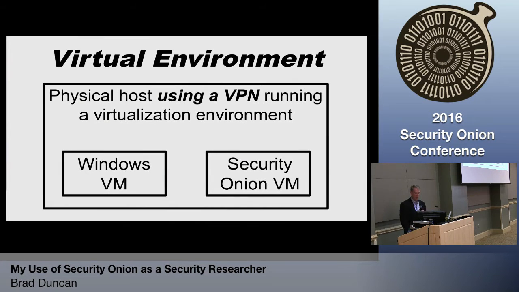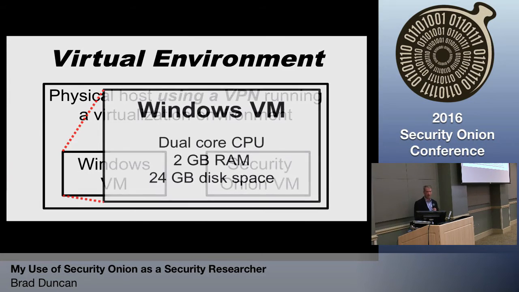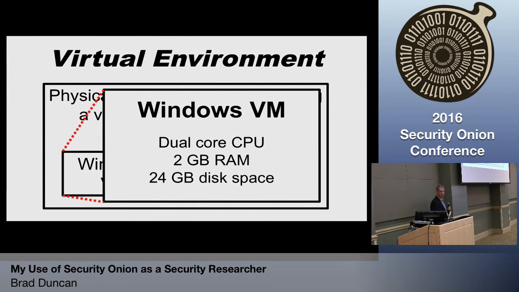So you have a physical host using a VPN running a virtualization environment. For your Windows VM, you want to have a dual core CPU, 2 gigs of RAM, and 24 gigs of hard drive space at a minimum. The reason I say 2 cores is it was either Dridex or Dyre a while back that was checking to see if the machine it was being run on had 2 cores or not. I want to say that was within the past year or so, and so I just do this as a matter of course.